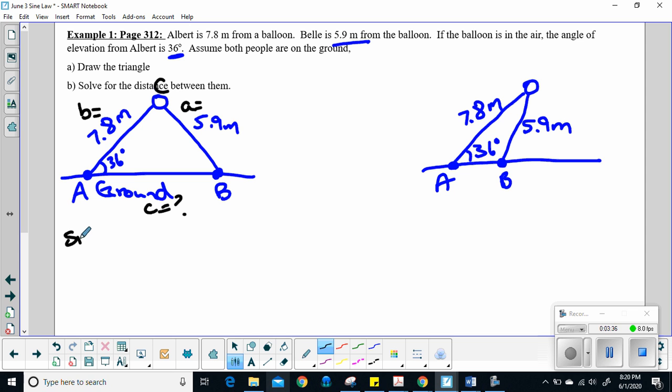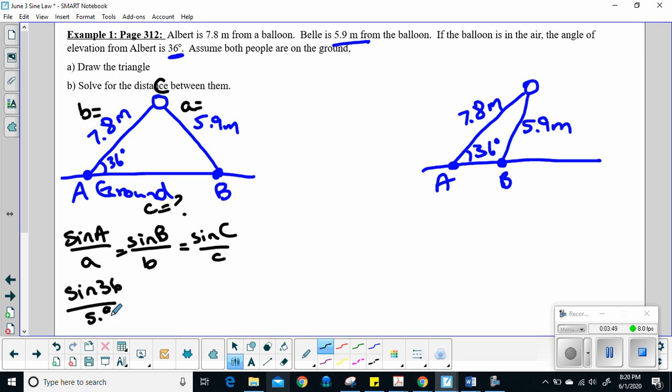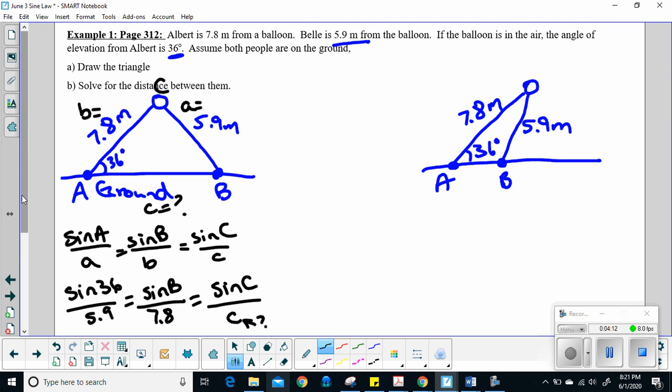What do we got going on? Sine angle over A equals sine angle over side equals sine angle over side. So what does that mean? What do I got? So I've got sine 36 over 5.9. So that's a good fraction to use. And then I have sine, well, I don't have an angle for B, but I do have a side length for B. And then, let's see, sine, I don't have an angle for C, nor do I have a side length in the bottom, but this is what I need to find, right? That's what the question's looking for. Oh, we're going to have to do a lot of work here, people. A lot of work here.